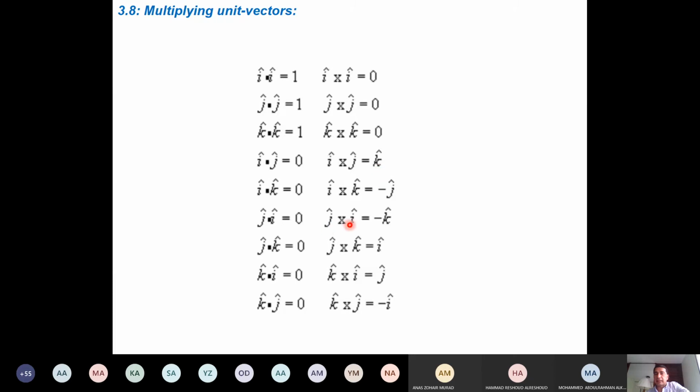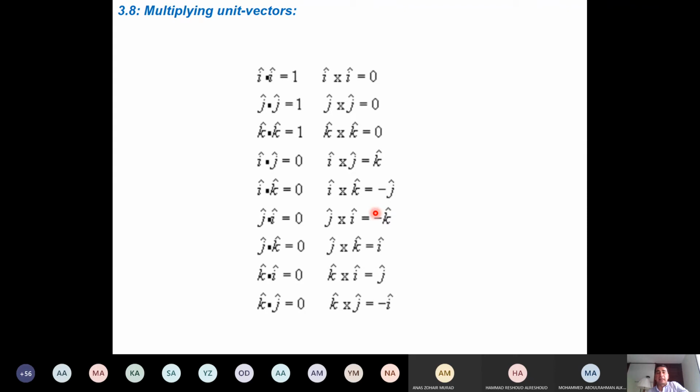Similarly, if you have J cross I, you see the order is changed. Instead of I cross J, you have J cross I. So the order is changed, therefore you have negative K. Just look at this difference. So if you go from I to J, J to K, K to I, you will get positive quantities, and it will always be the third vector which was not there.